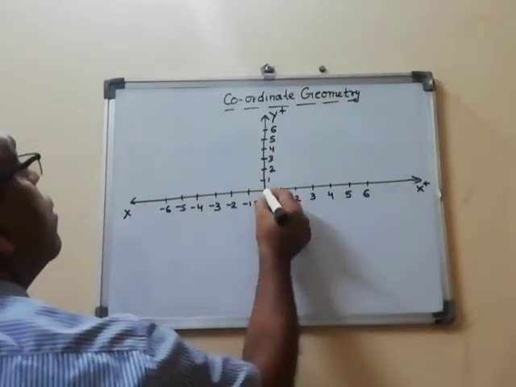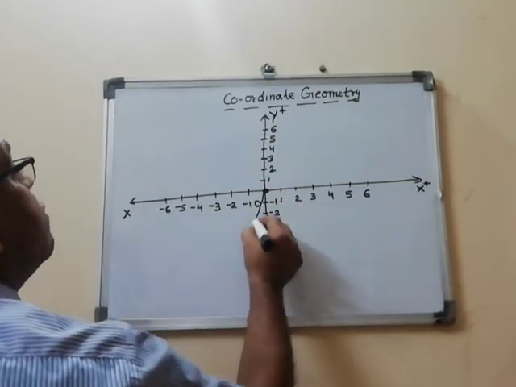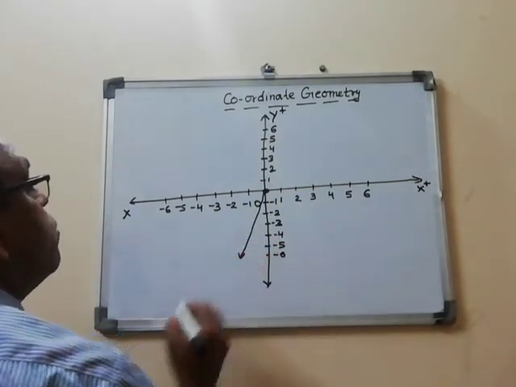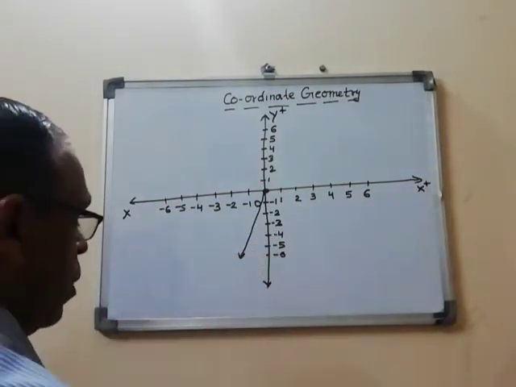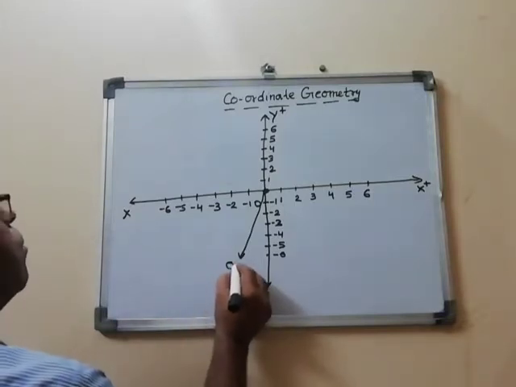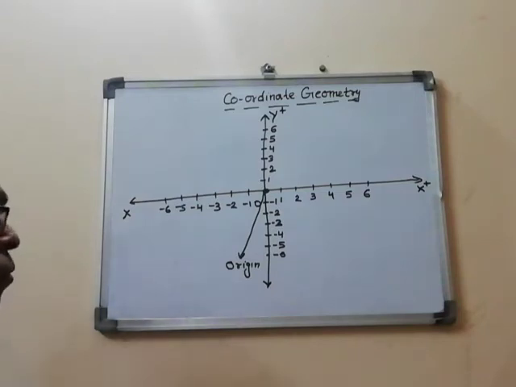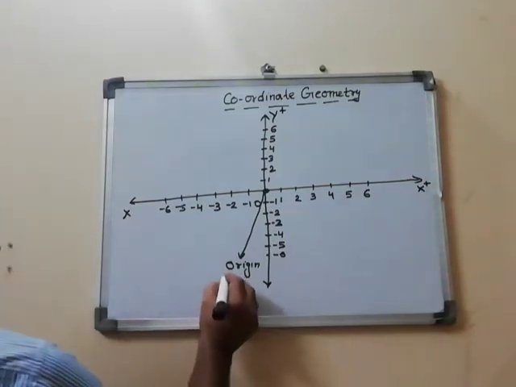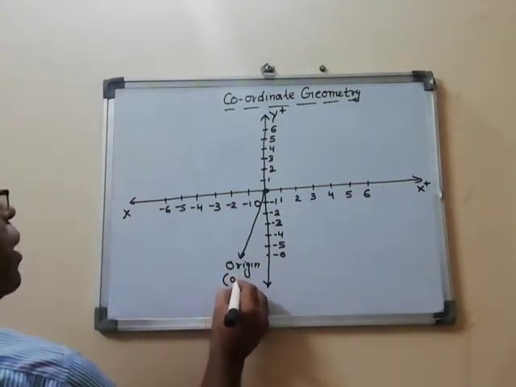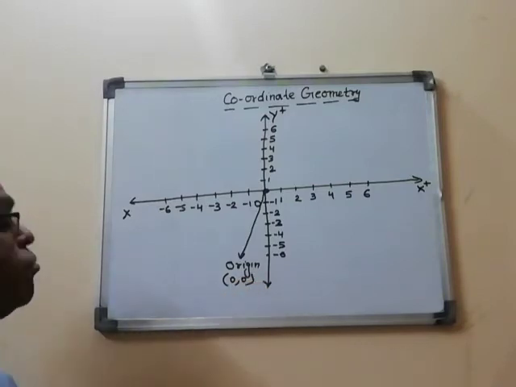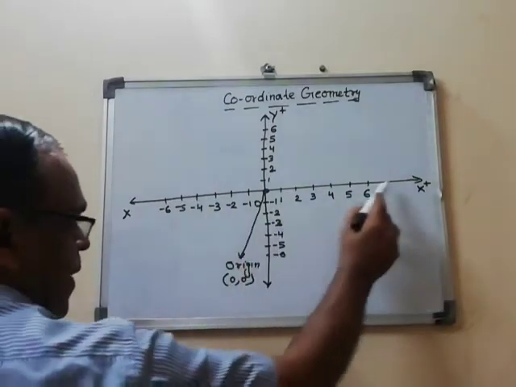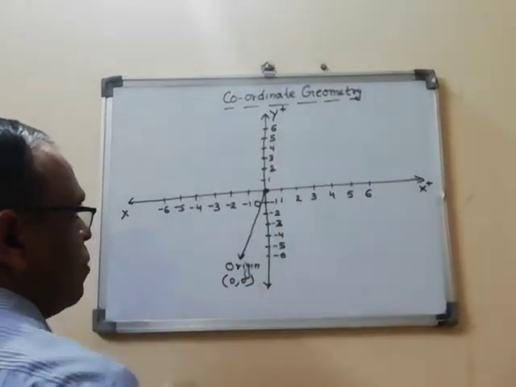And where these lines meet each other, this is called origin. Okay, the coordinates of origin are 0, 0. X-axis value is 0 and y-axis value is 0.